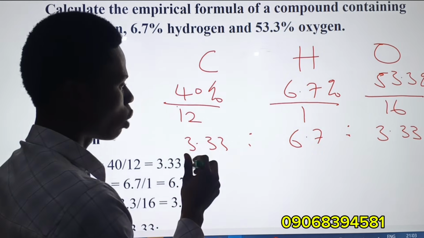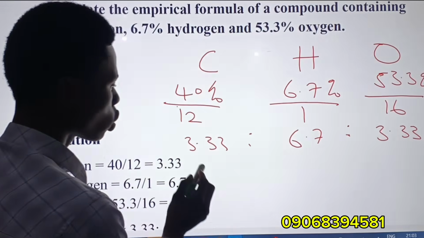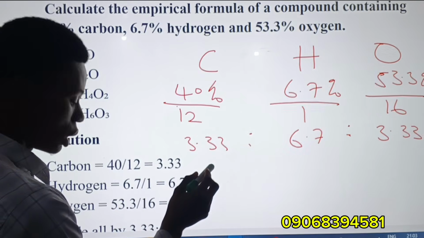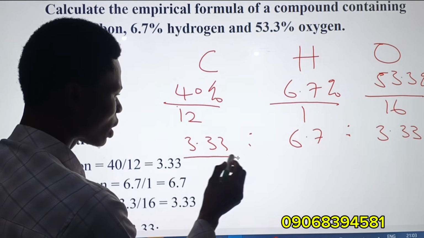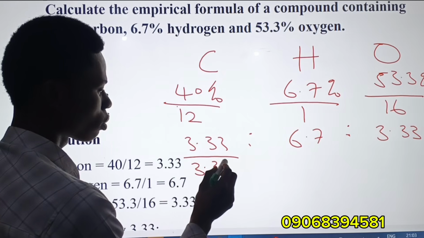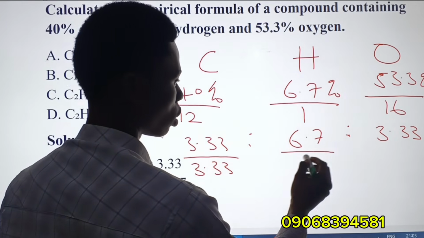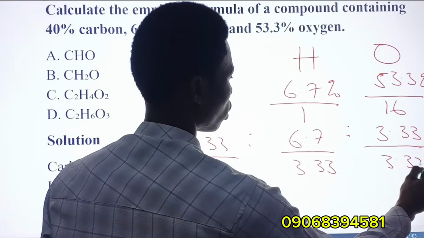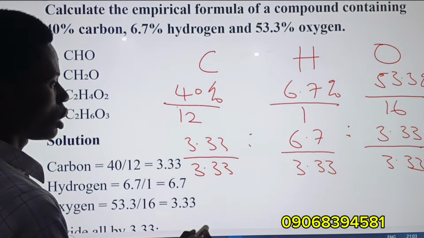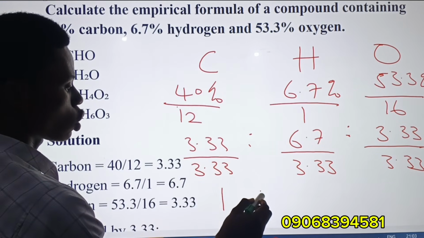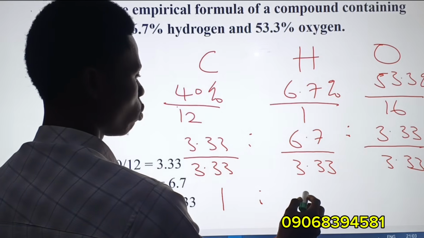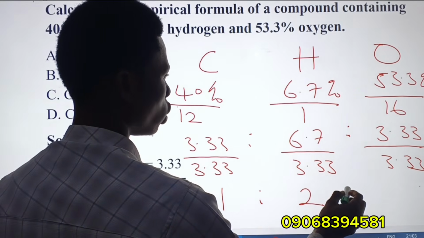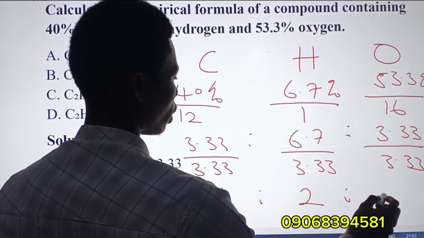So if you check very well here, what's the smallest number here? The smallest number here is 3.33, right? So I'll just divide everything by the smallest number. 3.33 divided by 3.33 will give me 1. This one divided by this one will give me, I guess, 2. This divided by this is 1.